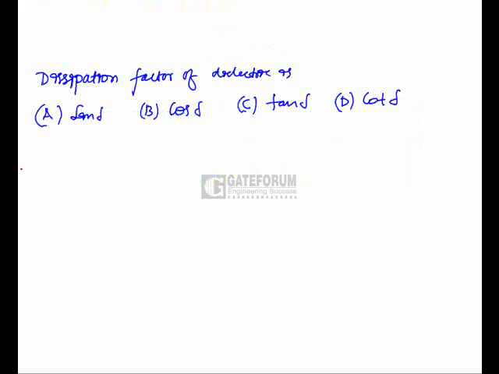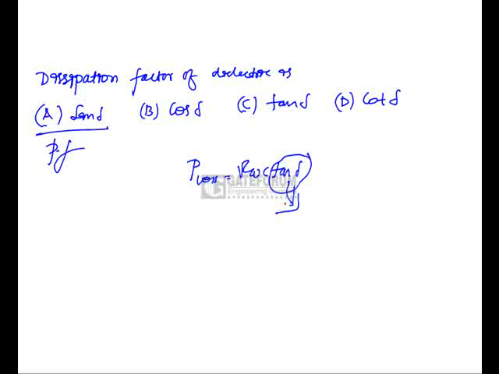Of a dielectric, we know that the power factor of a dielectric is sine delta. Dissipation losses are given as V square omega C into tan delta. This tan delta is called the dielectric or dissipation factor of the dielectric. So option C is the correct answer.